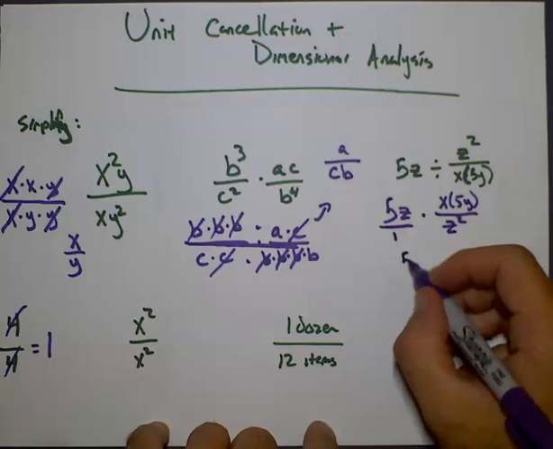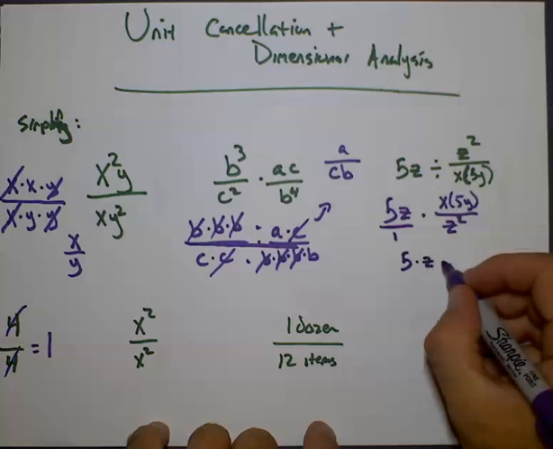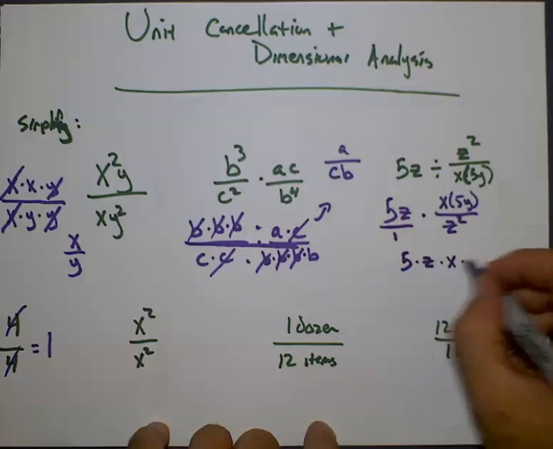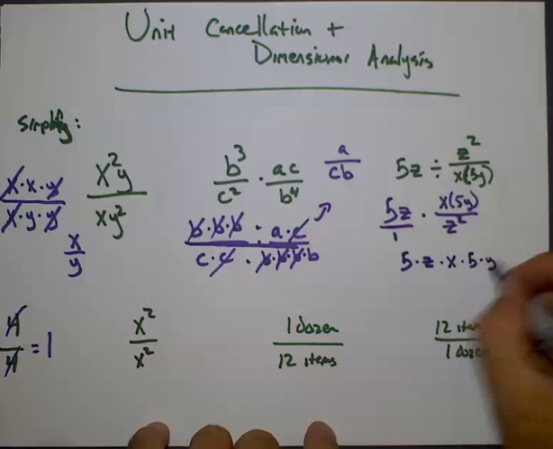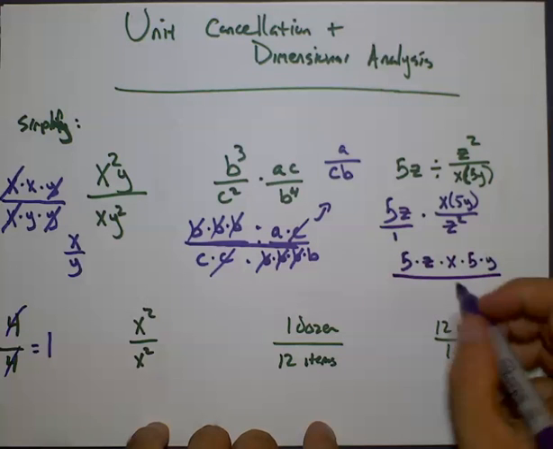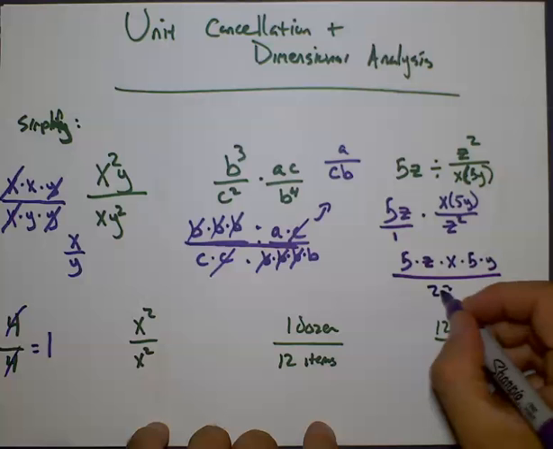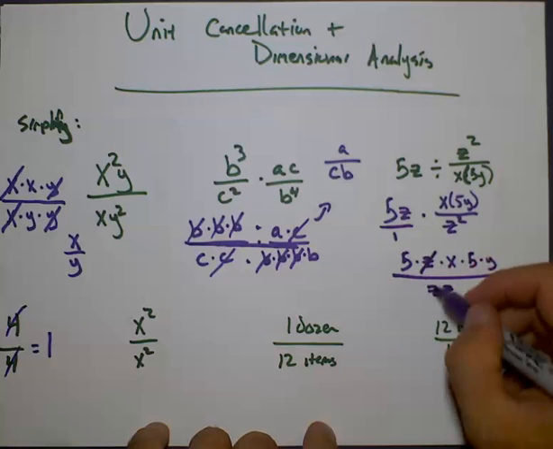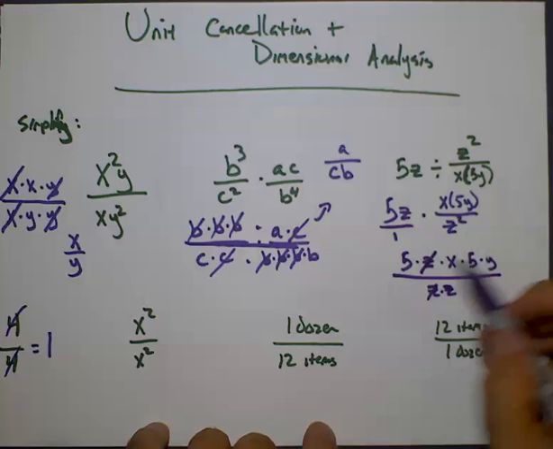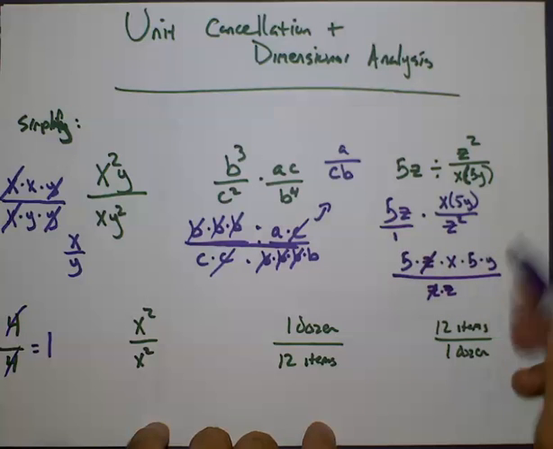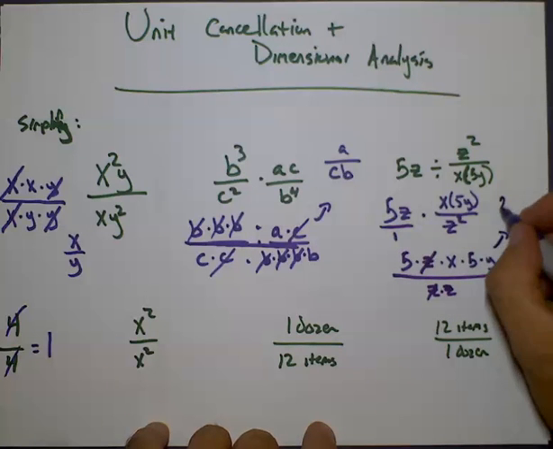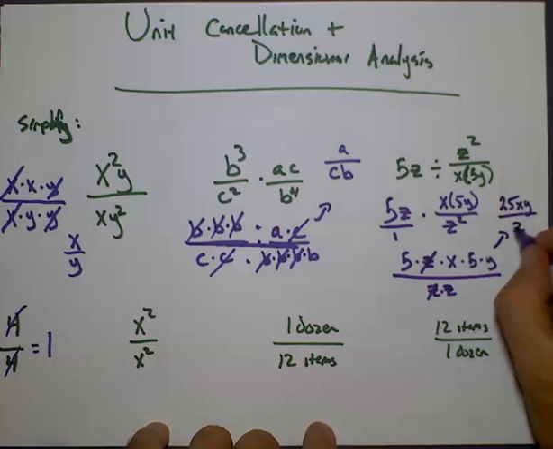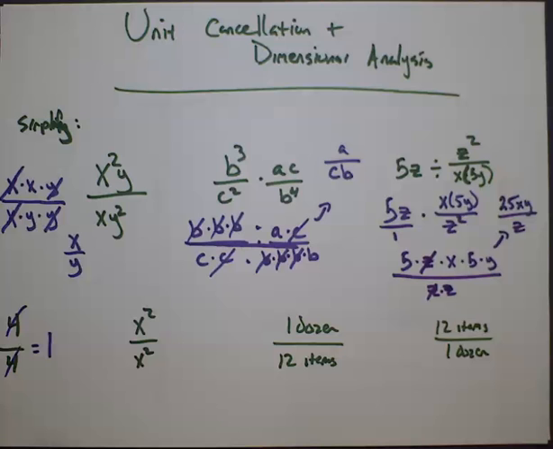So let's plug all this stuff in. We get 5 times z, and remember when we see fractions, they all join, times x times 5 times y, all over 1 times z times z. So let's see what cancels out here. Looks like just one z cancels. So we're left with 5 times x times y. That would be 25 xy all over a single z. So not all that much actually cancels.